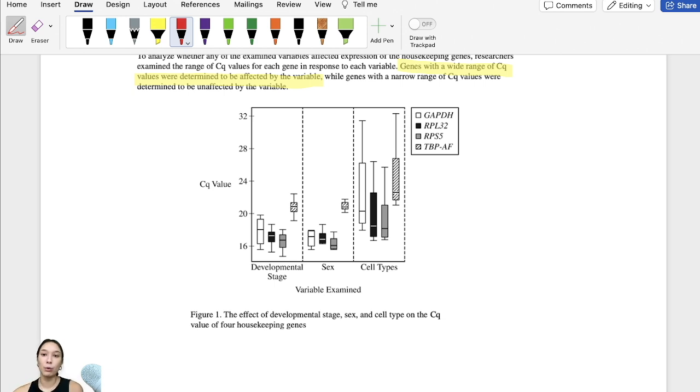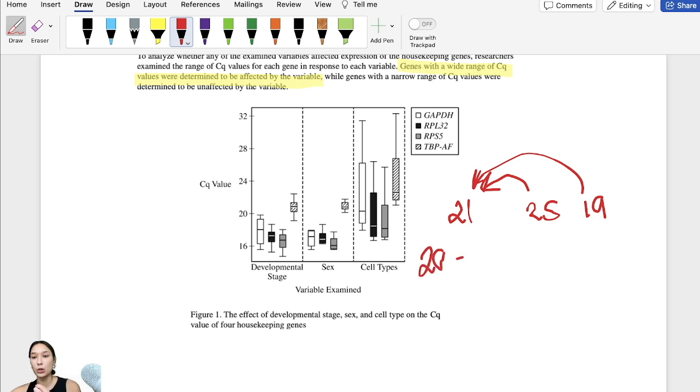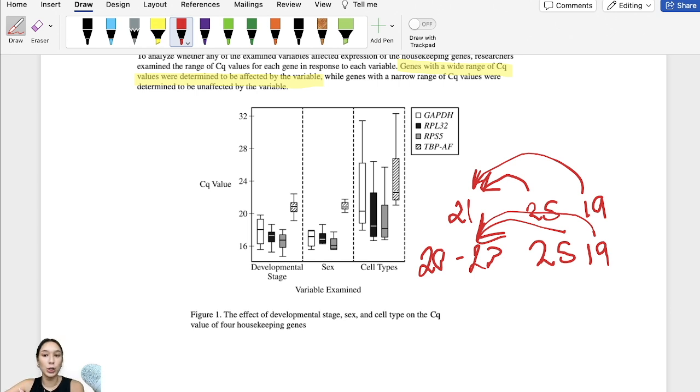So let's say this one's around 21, right? I am comparing everything to 21, okay? So no matter whether my CQ value is 25 or 19, I'm comparing that to 21. However, if I have a really wide range and I'm getting values between 20 and 23, and then I have 25 and 19 as my values that I collected, this is not very good to reference from, okay? Because am I comparing it to 20? Am I comparing it to 21, 22, 23? There's a wide range, so it's not a good control.